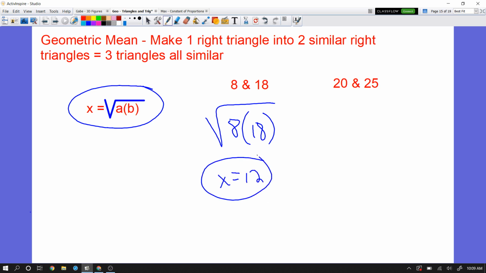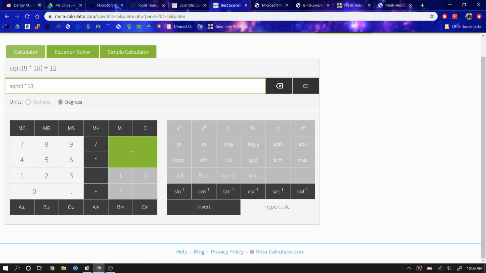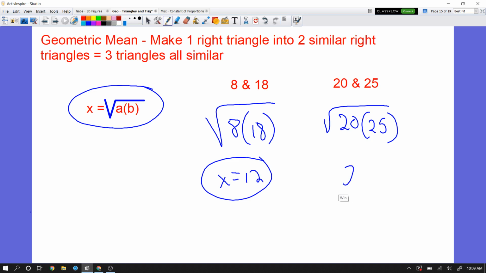I know that there is no practical use for this right now, but this is just how you use it. You're like, when do I use it? Why am I using it? So let's do 20 and 25. So geometric mean, the square root of 20 times 25. That's about 22.3. That would be the geometric mean of 20 and 25. Now, what the heck?